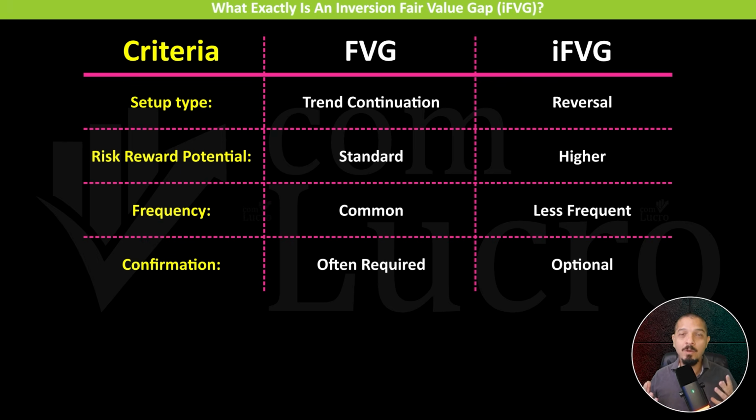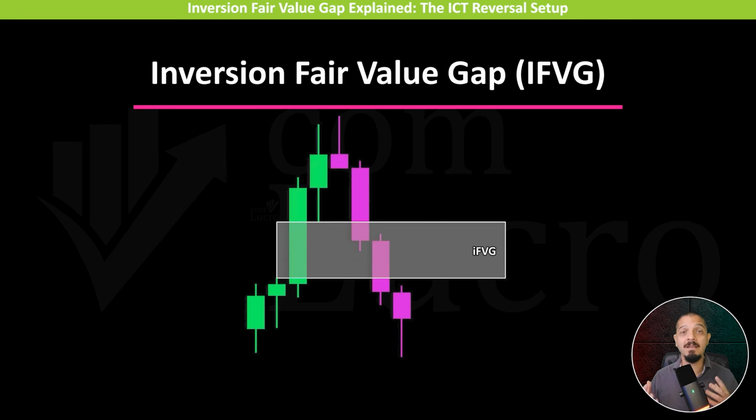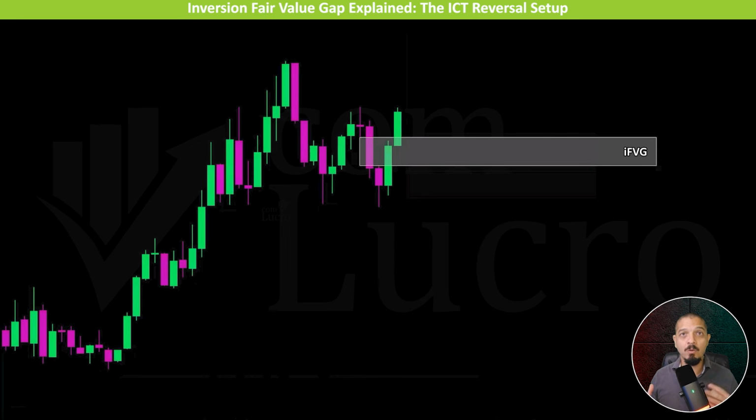In addition, once you identify a valid inversion fair value gap, you typically do not require extra confirmation to execute the trade. However, identifying the inversion itself is only the first step. Understanding how and where to apply it is what truly determines whether the setup becomes a high probability opportunity or just another failed signal. Before we go deeper, we need to clarify something.